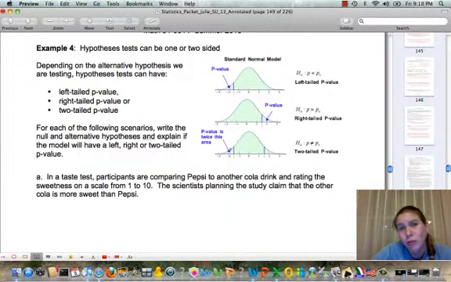The third option is a two-tailed p-value. And that's where we only know that the probability is not equal to the null probability, but we don't know if it's below or above the mean or the proportion. So remember, in the middle, if it's quantitative data, it'll be a mean. If it's categorical data like we're looking at now, this would be the proportion. So for each of the following scenarios, we're going to write the null and alternative hypotheses and explain if the model will have a left, right, or two-tailed p-value.